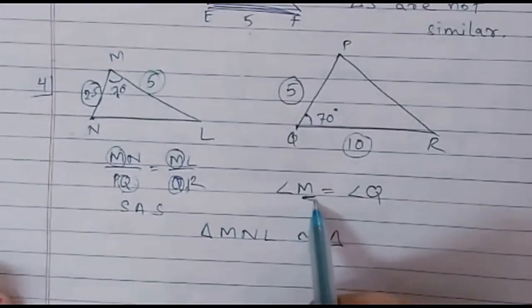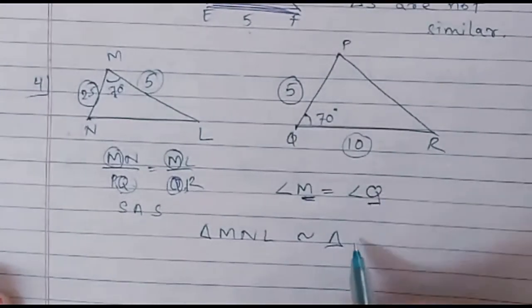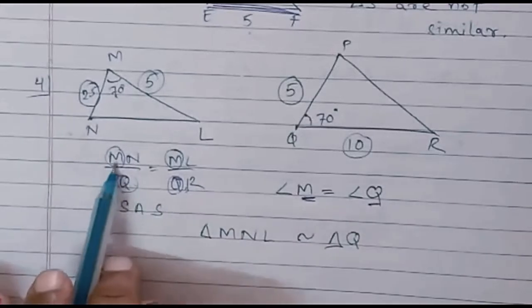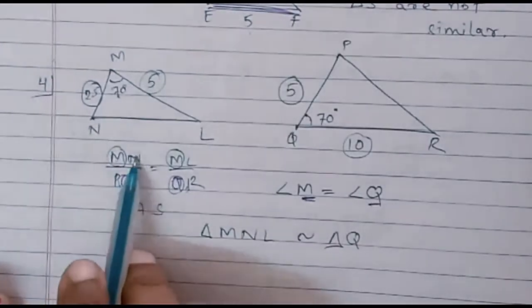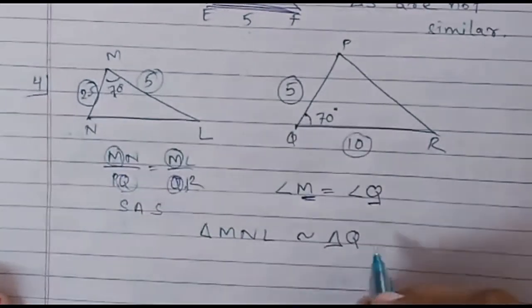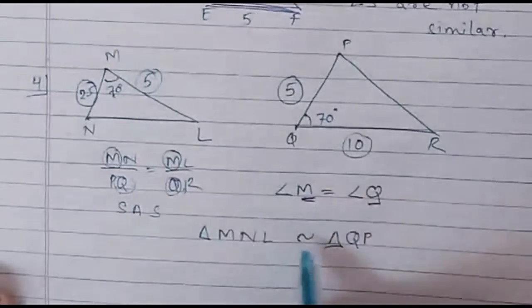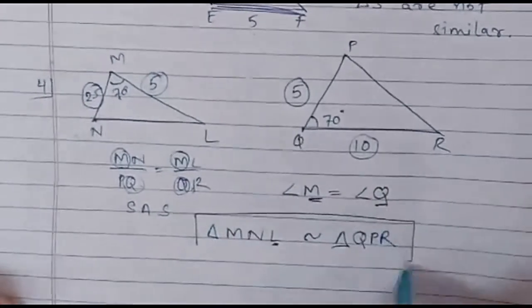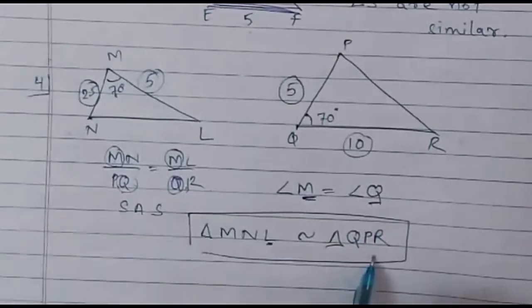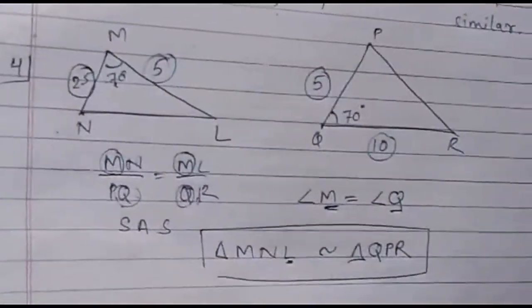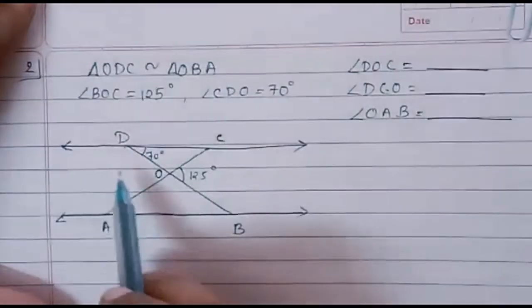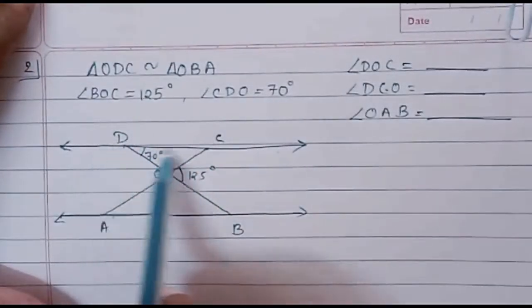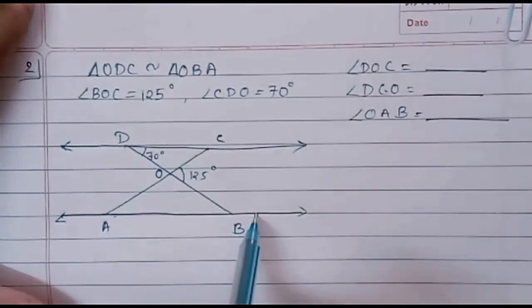Now we know that M corresponds to Q. So the first letter here will be Q. If M is with Q, so N is with obviously P. So this is P. And the last one L is left out with R. And so we got triangle MNL is similar to triangle QPR. Now let us see to a new question. We are being given two lines DC and AB.